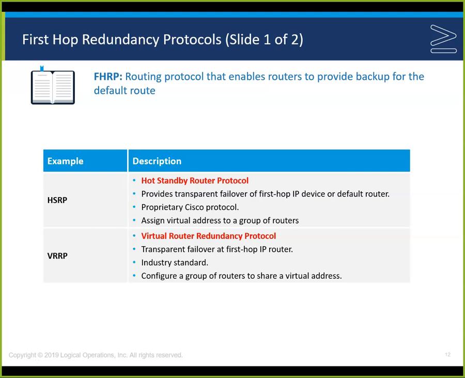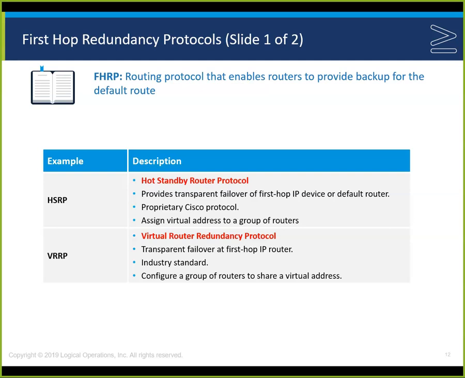If you want to play with this, you can, but you'll probably have to do it in Packet Tracer, because I think that the Boson labs aren't available to you. I think they moved these into the CCNP. So the VRRP, transparent failover at the first hop.